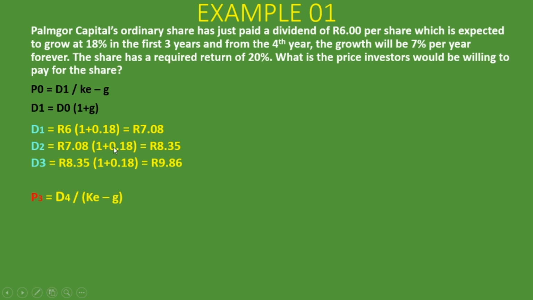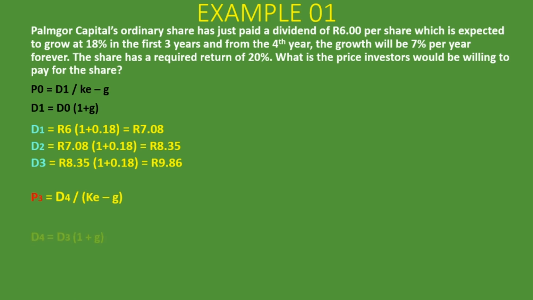So for me to get the market price per share at period 3, I will need D4. And how will I calculate D4? The exact same way we've been calculating D1, D2, and D3. So for D4, I will take D3 times 1 plus the growth rate. And remember, the growth rate is no longer 18%. From period 4 onwards, it will fall to 7% per year forever.